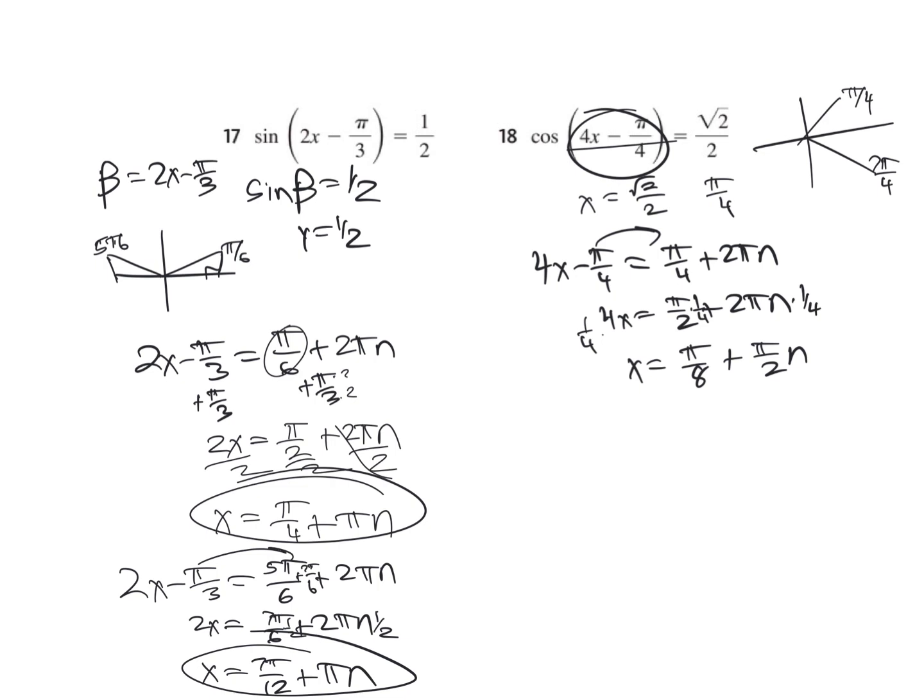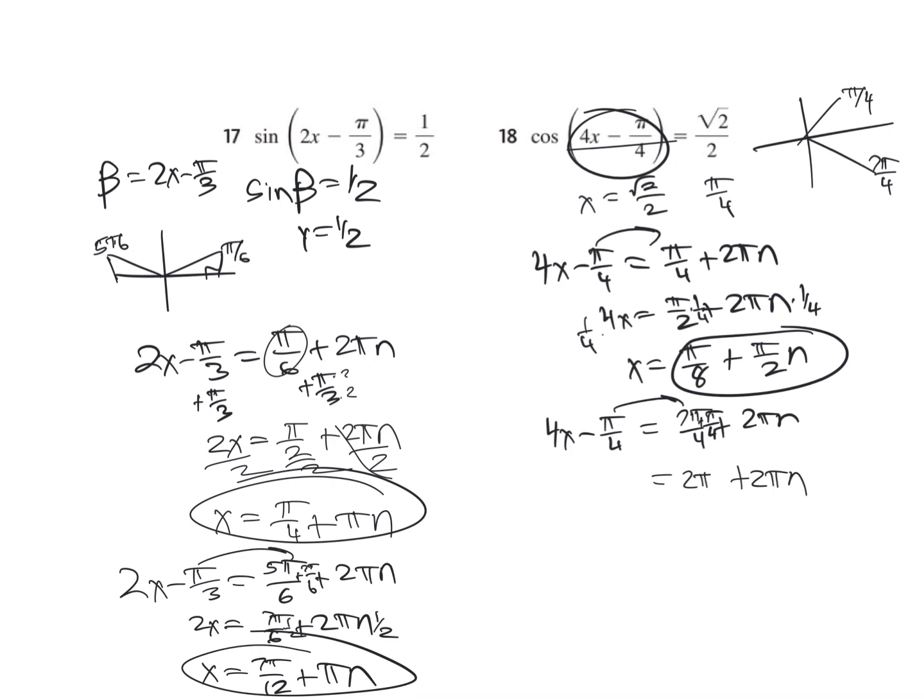And then the other one, 7 pi over 4. So 4x minus pi over 4 equals 7 pi over 4 plus 2 pi n. So we add pi over 4. And we get 8 pi over 4, which is 2 pi plus 2 pi n. That's 4x. Divide by 4 or multiply by 1/4. And you get x equals pi over 2 plus pi over 2 n.